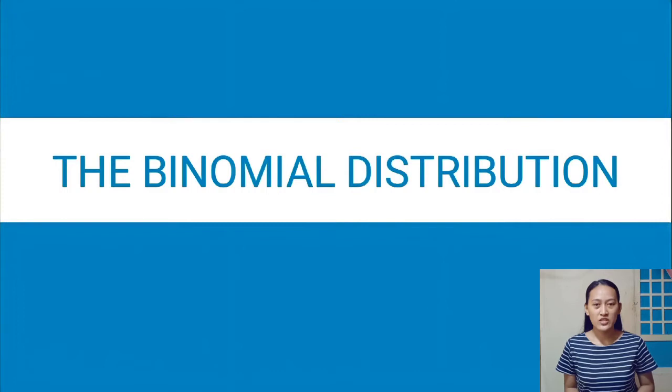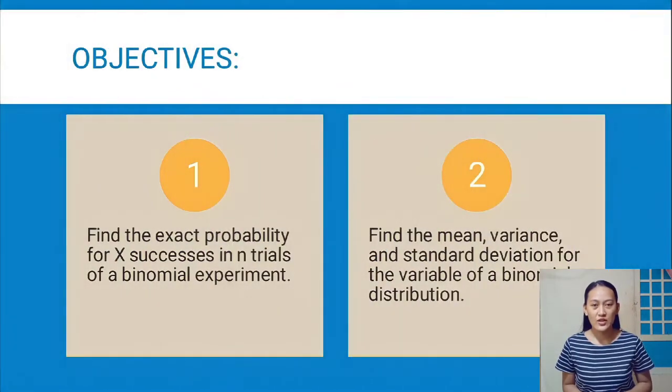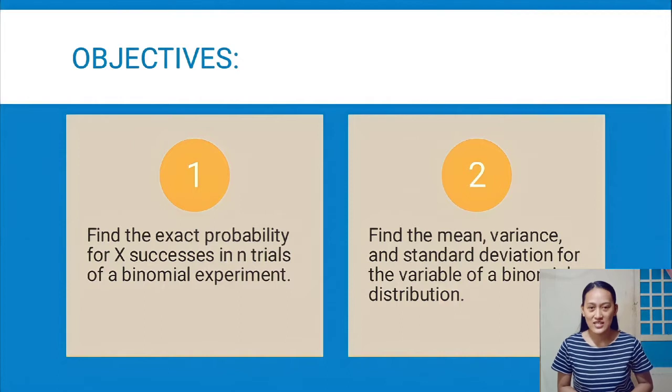The binomial distribution. Before anything else, I have here the learning objectives. First, find the exact probability for X successes in N trials of a binomial experiment. Second, find the mean, variance, and standard deviation for the variable of a binomial distribution.